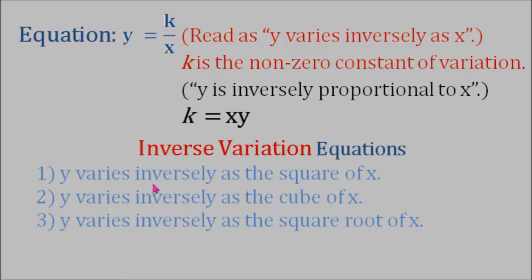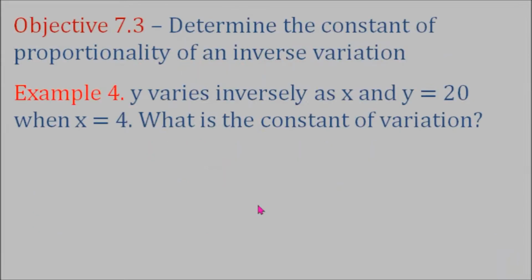These are some of the inverse variation equations. Number one, y varies inversely as the square of x. It can be written as y equals k over x squared. Number two, y varies inversely as the cube of x. It can be written as y equals k over x cubed. Number three, y varies inversely as the square root of x. It can be written as y equals k over square root of x.